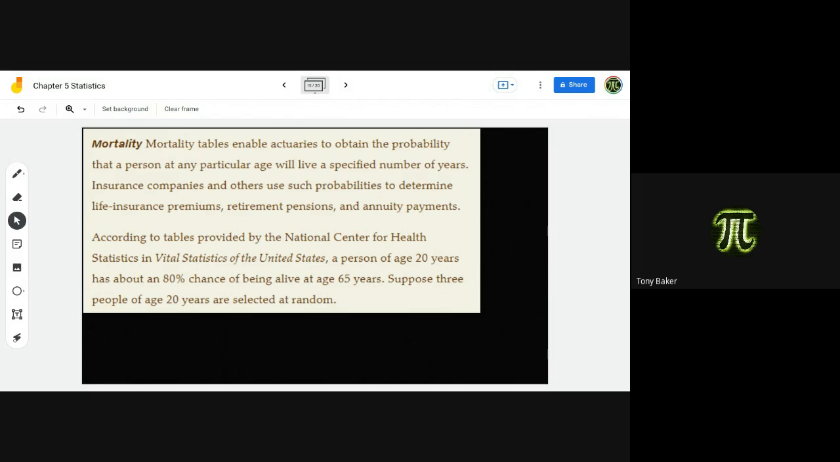According to this table, a person at the age of 20 has about an 80% chance of being alive at 65. So we're going to look at 3 people. We're going to select 3 random people at the age of 20, and we're going to do some calculations based on that. All right, so the first thing is, hold on. I'm going to find my next thing.